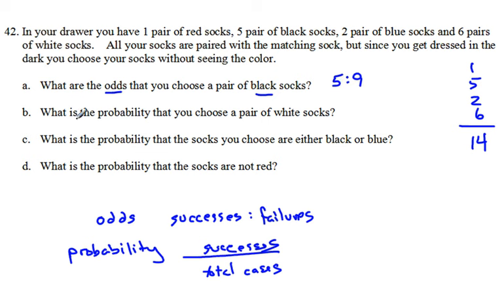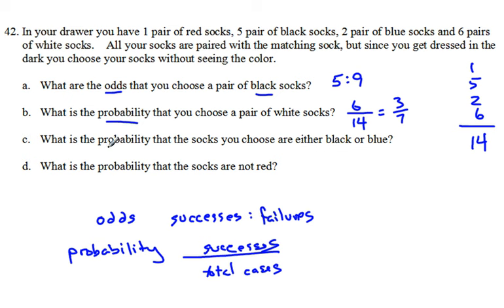The next question asks for the probability that I choose a pair of white socks. So white socks, I have 6 pairs out of a total of 14. See how we put the total downstairs this time. And that can, of course, be reduced to 3 over 7.